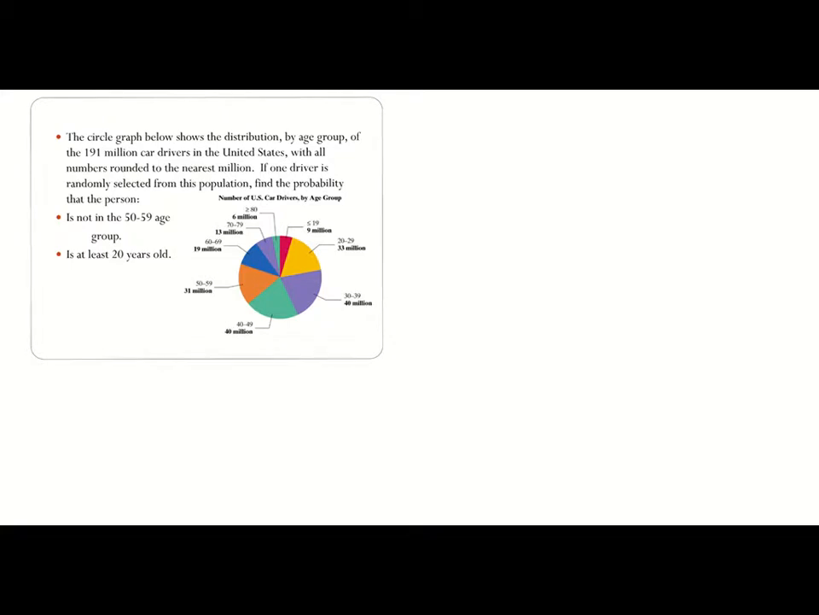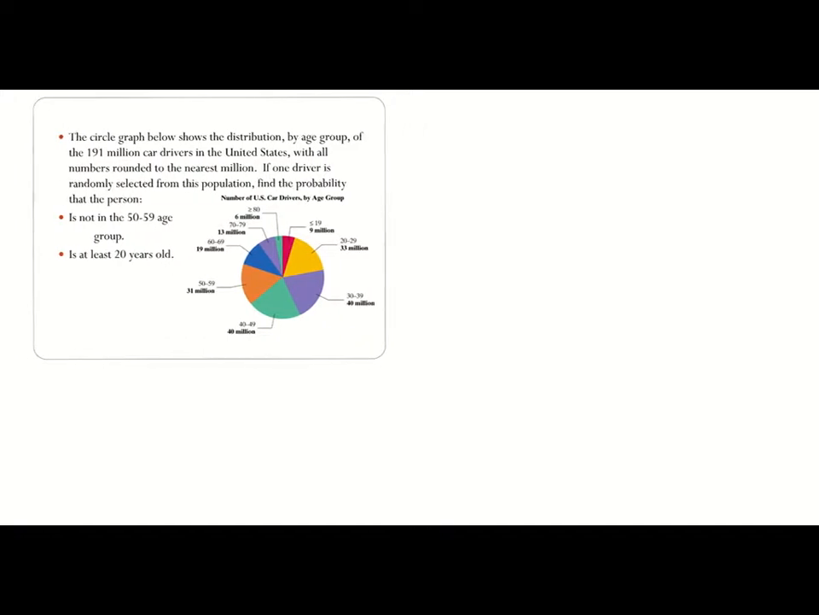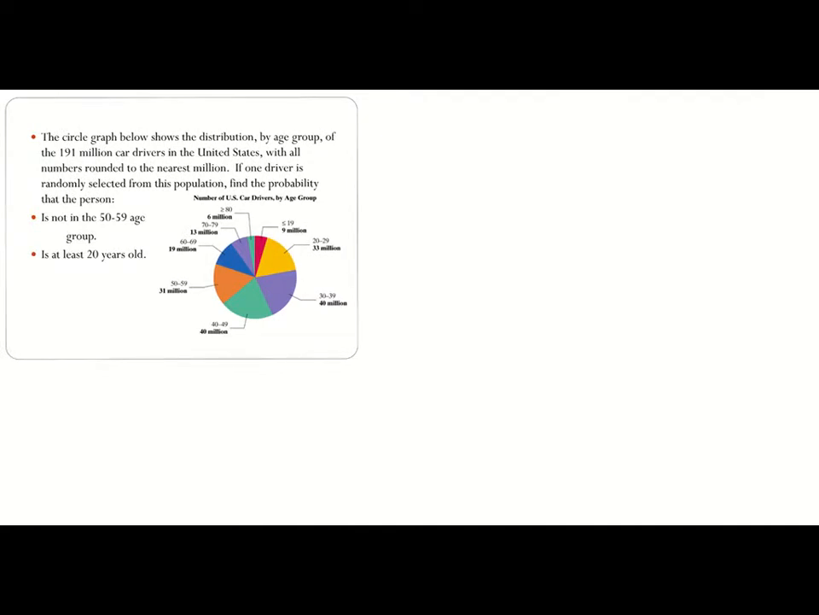So here we have a circle graph, and it shows the distribution by age group of 191 million car drivers in the United States, with all numbers rounded to the nearest million. If one driver is randomly selected from this population, find the probability that the person is not in the 50 to 59 age group. So let's find the 50 to 59 age group. Here's the 50 to 59 age group.